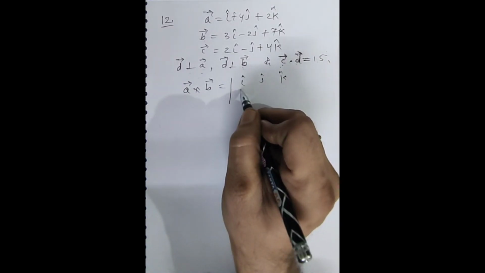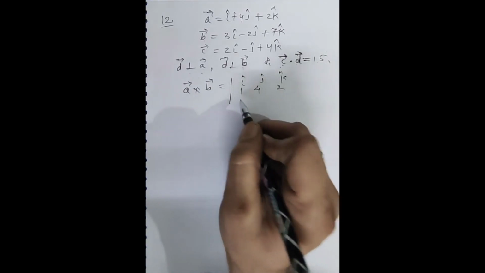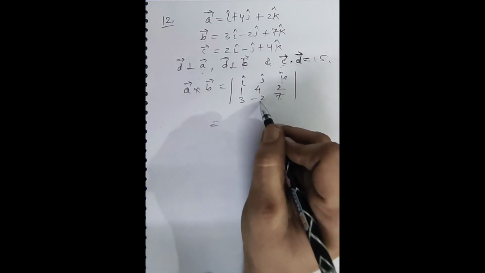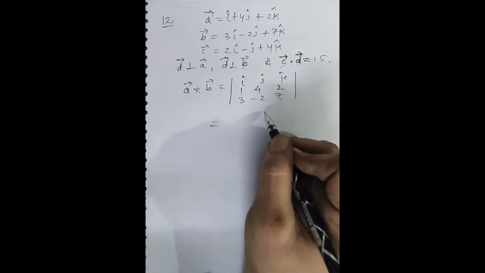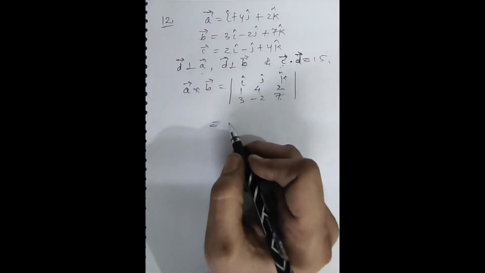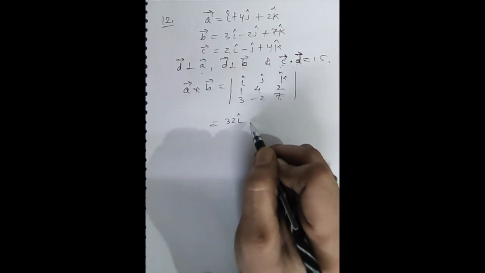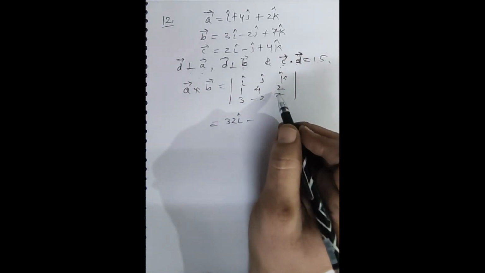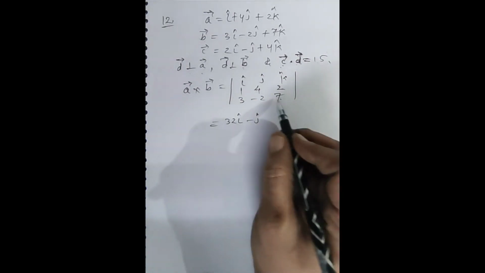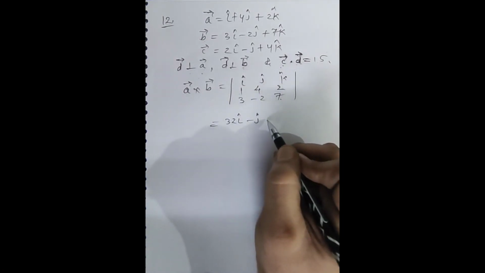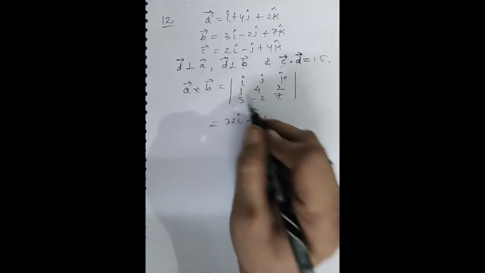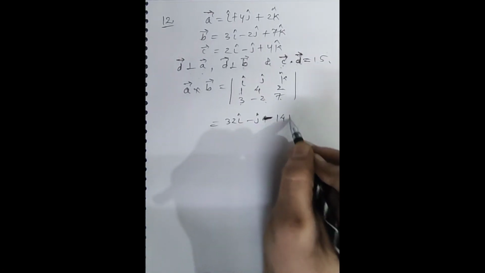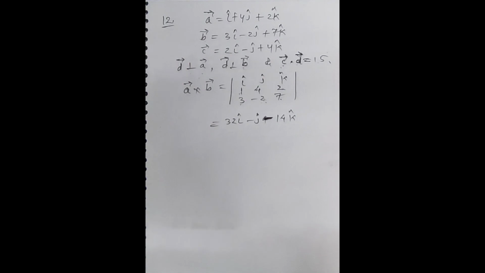using the determinant form. 1 4 2 and 3 minus 2 7, expanding along R1. 4 times 7 is 28, minus of 4 times minus 2, minus 4, will make it 32. Then minus j, 7 times 1 is 7, 3 times 2 is 6, 7 minus 6 is 1, so minus j. For k it's 1 into minus 2, 4 times 3 is 12, minus 2 minus 12, minus 14. This is minus 14k. We have obtained the cross product of a and b.